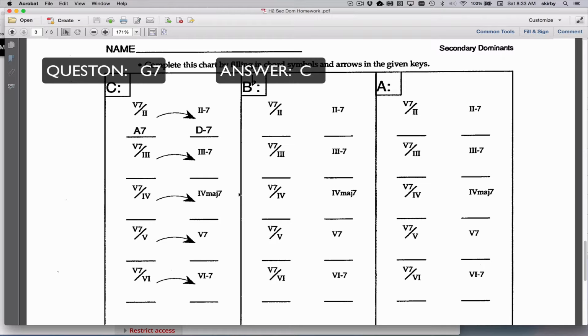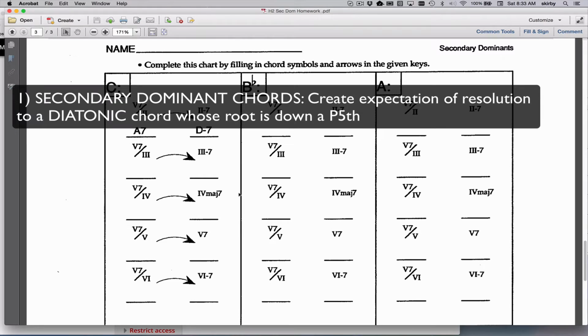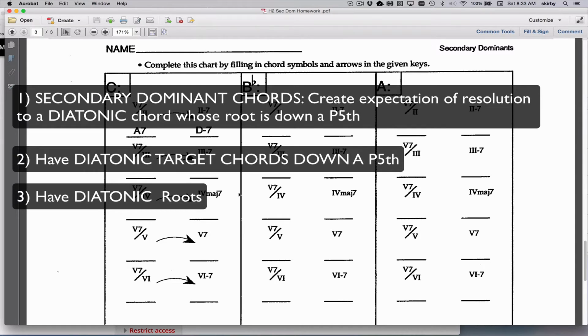Again, the reason for all that has to do with the tendency tones in the chord, which will be covered in another video. But once we've established that dominant chords create expectation that they will resolve down a perfect fifth, then we just have to know the following facts about secondary dominants. Secondary dominants always have diatonic targets. They always have diatonic target chords. They always have diatonic roots themselves. And there's 5 of them.